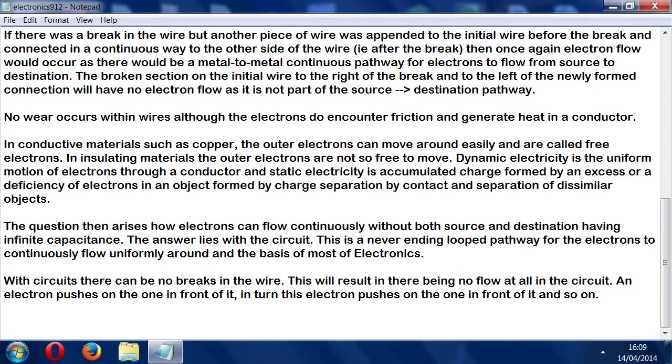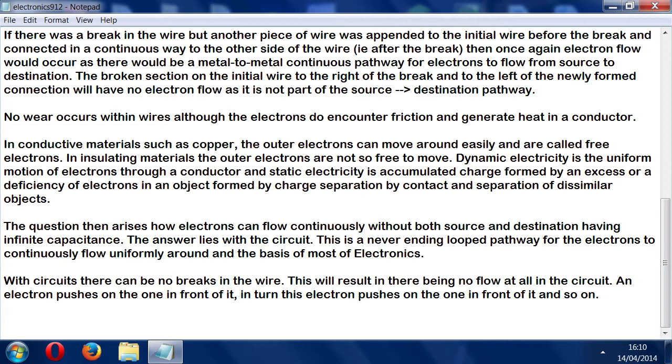Anyway, conductive materials such as copper, I probably did do that before. The outer electrons can move around easily and are called free electrons. So yeah, that's all I said before. If it's copper, it's got plenty of free electrons, nice conductivity ability. In insulating materials, the outer electrons are not so free to move. And then this is almost going back to the start, really. Dynamic electricity is uniform motion of electrons through a conductor, and static electricity, this is actually a better way of saying it, is accumulated charge formed by an excess or deficiency of electrons in an object, formed by charge separation by contact and separation of dissimilar materials. All right, so I won't dwell on that too much.